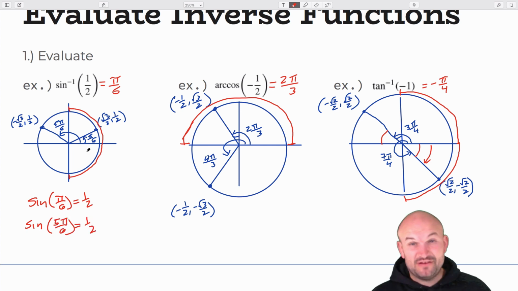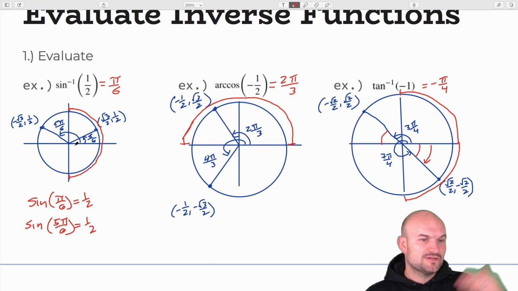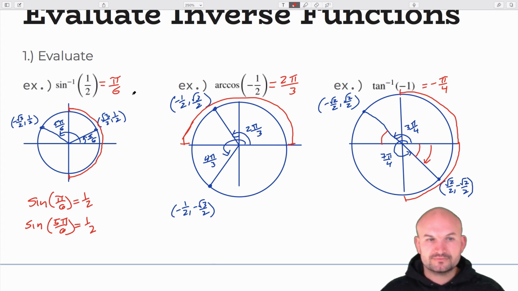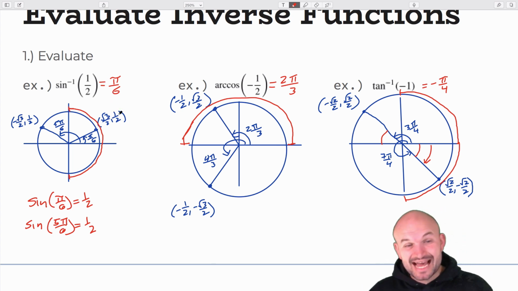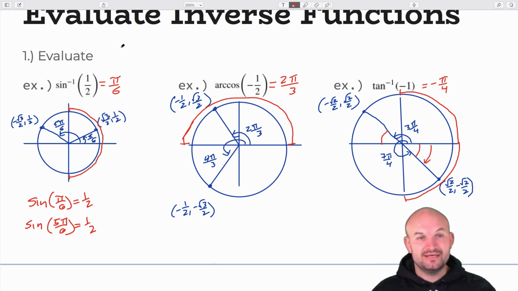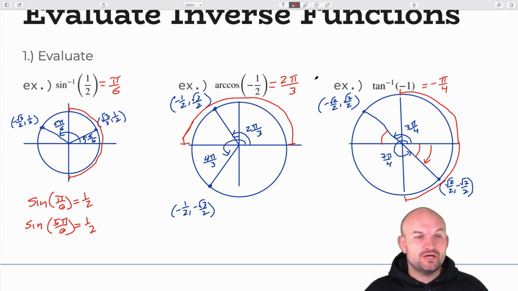Now, there's actually infinitely many answers, right? You could keep on going with larger coterminal angles, but these two angles, at least on the unit circle, work. But the main thing is, remember, sine has to be restricted between negative pi halves and pi halves. So you can't just pick any angle. It has to be the only angle here between negative pi halves and pi halves.